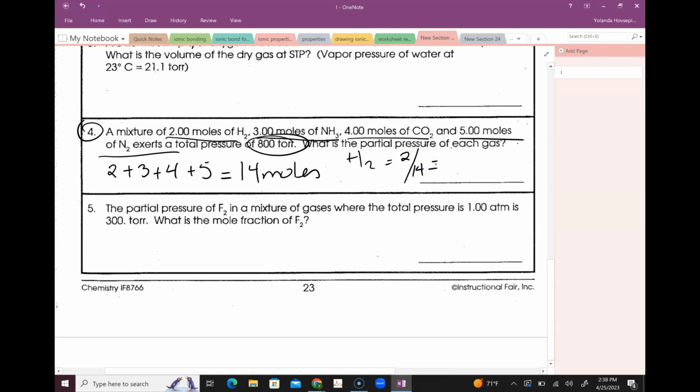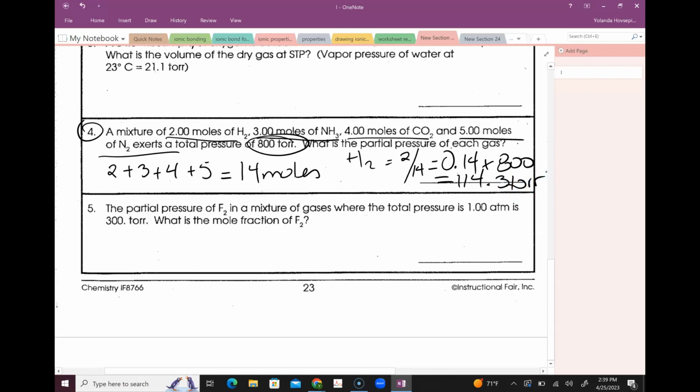So 14 moles. Hydrogen is 2/14 of that, okay? So when you do the math on this, you just do 2 divided by 14. So that's 0.14. So this is a fraction of that, right? Times 800 would be the partial pressure of hydrogen gas. So hydrogen makes up 114.3 torr of the pressure.